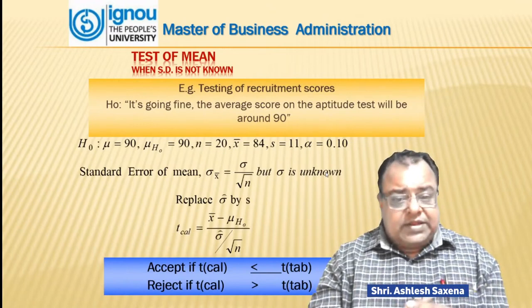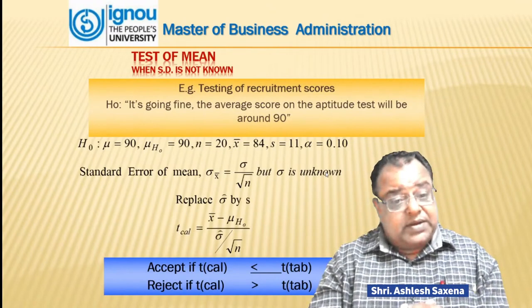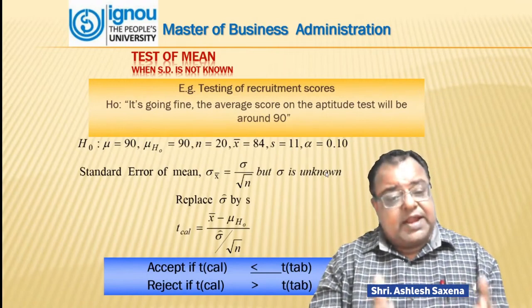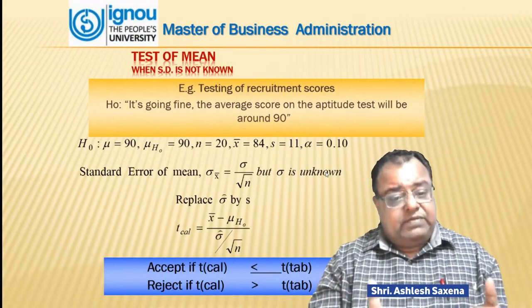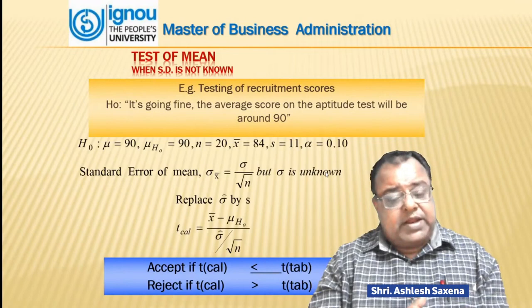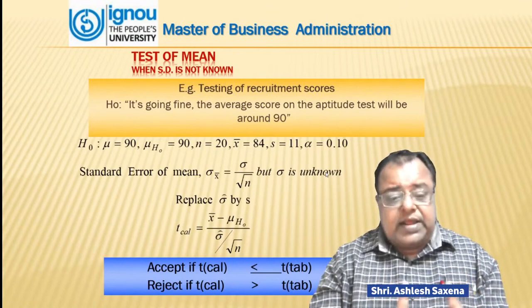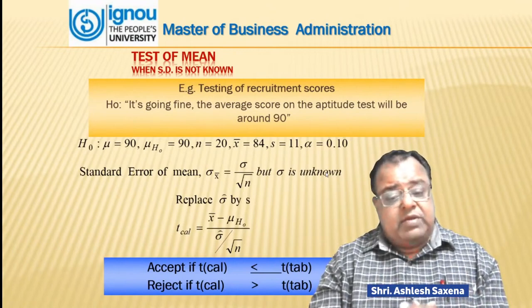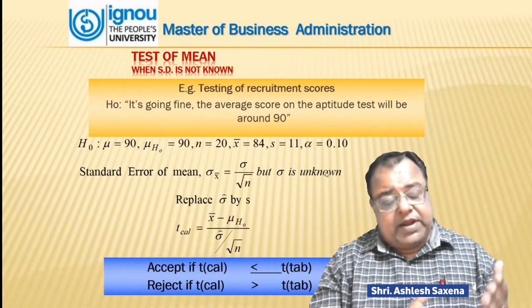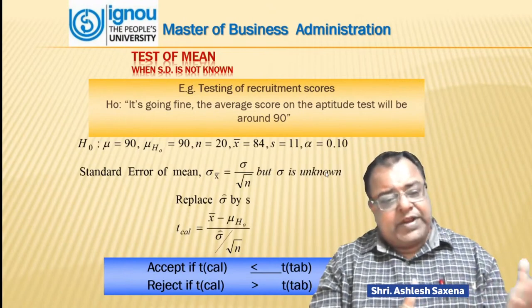Standard error of the mean has to be calculated, but sigma is not known. We replace sigma by S. That means now T calculated value is equal to x bar minus mu H naught upon s divided by under root n. Similarly, if T calculated value is less than T tabulated value, we accept the hypothesis, and if T calculated value is greater than T tabulated value, we reject the hypothesis.